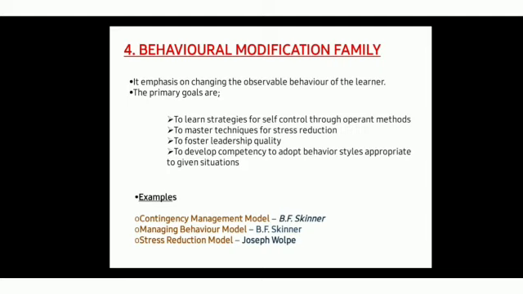Behavioral modification family. It emphasizes changing the observable behavior of the learner. The primary goals are to learn strategies for self control through operant methods, to master techniques for stress reduction, to foster leadership quality, to develop competency, to adopt behavioral styles appropriate to given situations. The examples include the Contingency Management Model by B.F. Skinner, the Managing Behavioral Model by the same person, and the Stress Reduction Model by Joseph Wolpe.